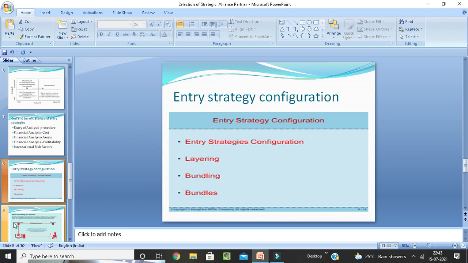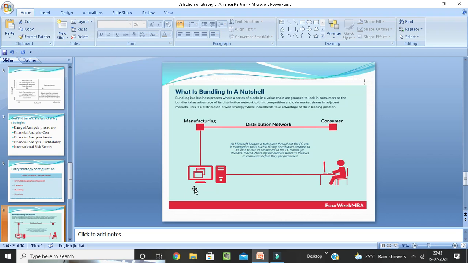Now, the first one is here. What is bundling, in a nutshell? That means entry strategy configuration is divided into two parts: one is bundling and the other is unbundling. Bundling of entry strategies is the process of providing just one single legal unit in a given country or market. The foreign company sets up a single company in one country and uses that company as a legal umbrella for all its entry activities.